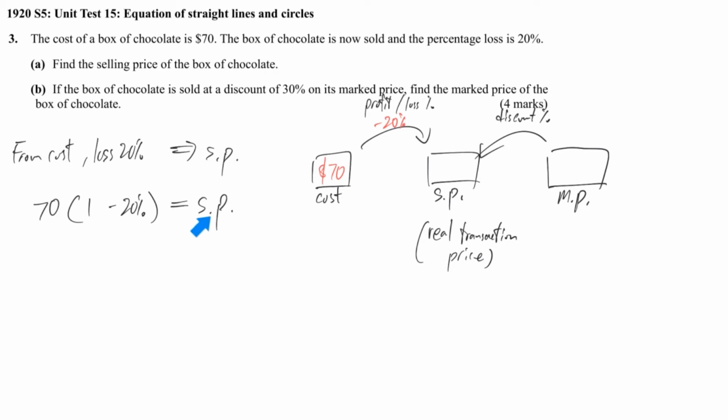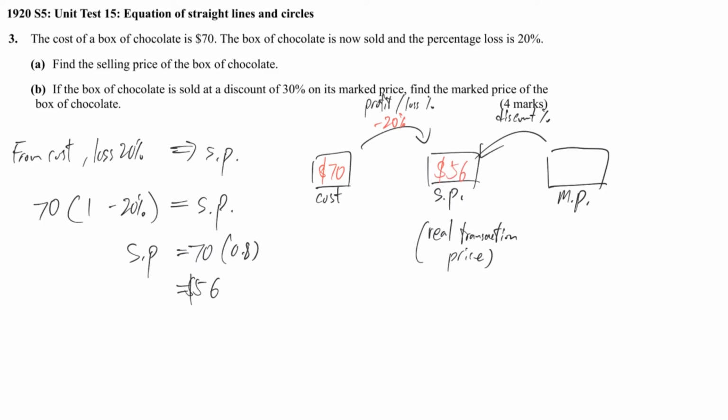So in order to get this unknown, the selling price, it's already the subject. We just need to handle this part. Selling price is equal to 70 times 0.8. Then we have $56. Therefore, the selling price is $56. We just received back $56. That's why it is a loss.